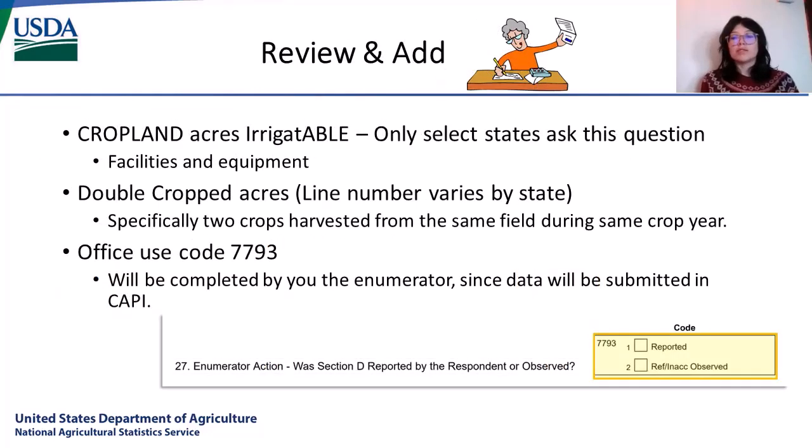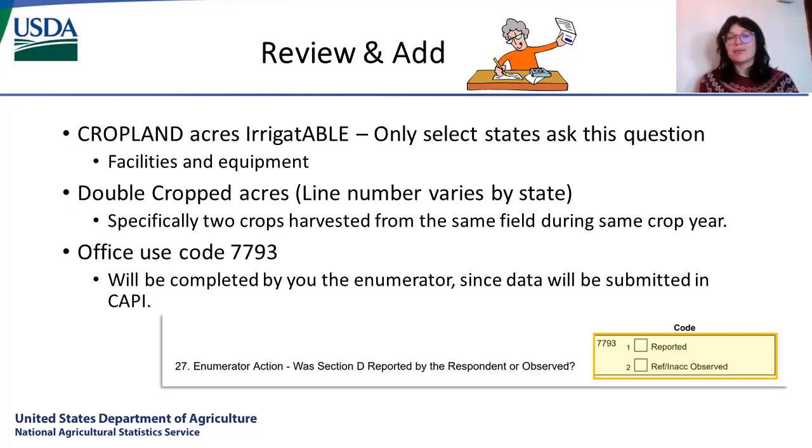The last 2 questions of Section D are cropland with irrigation potential. This includes all cropland acres with irrigation equipment even if not used for this year. Only select states will ask this irrigation question. Double cropped acres. This question reminds the farm operator to consider all uses of the tract this year. The acres we're after here are double cropped acres, which refer to 2 crops harvested from the same field during the same crop year. This definition is different from what we have used in the past, and you will receive further guidance for this question.